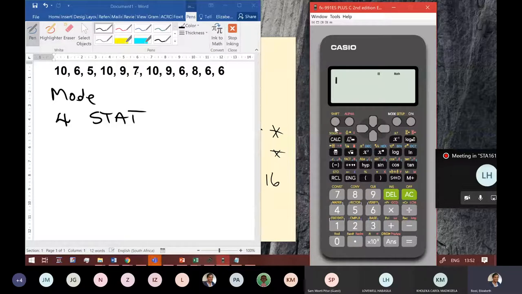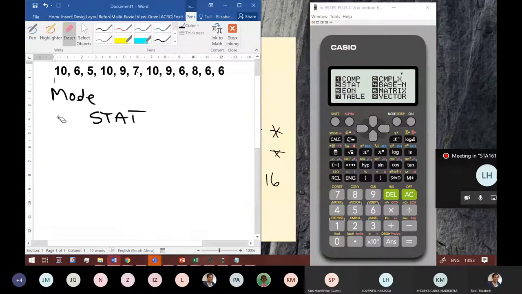We don't want the frequency button. Remember, because I pressed the shift button, I got the setup. Any value written in orange will call that function when you press shift, and I don't want the function. So make sure there is no shift written on your calculator screen. If you see it, it means the shift button is clicked, so you can unclick it. So mode, and there is our stat. It should be stat 3, not stat 4, on our calculator.